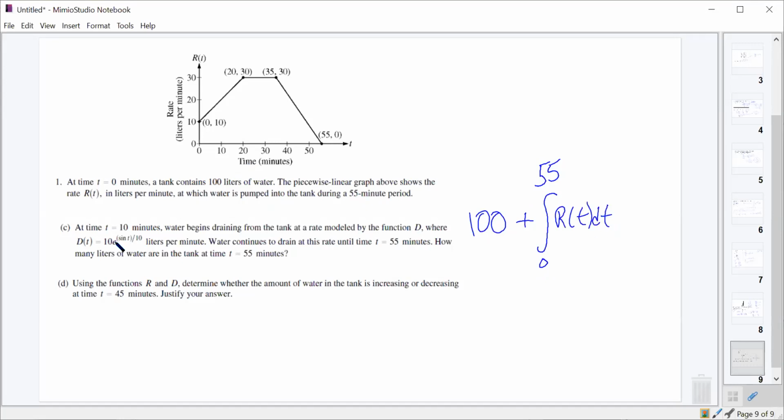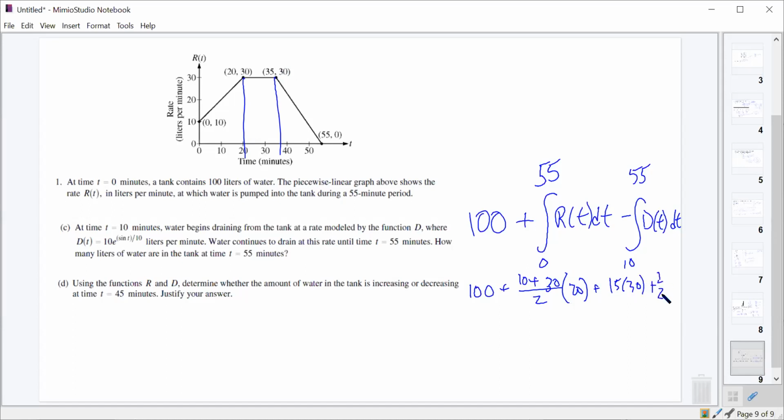And we need to subtract the amount that drains from the tank between t equals 10 and t equals 55. So minus the integral from 10 to 55 of D of t dt. And so we end up with 100 plus, and then we need to find this integral. Well, that was horribly drawn, but we'll divide this into three little pieces here. The first piece is a trapezoid, the last piece is a triangle, the middle piece is a rectangle. So the trapezoid should be base 1 plus base 2, divided by 2, times the height, which is 20. And then the rectangle is 15 by 30.